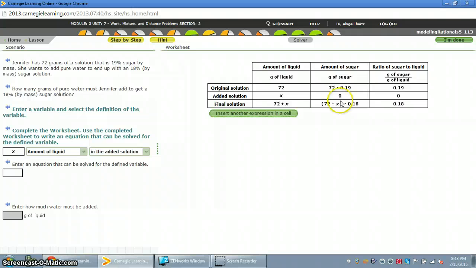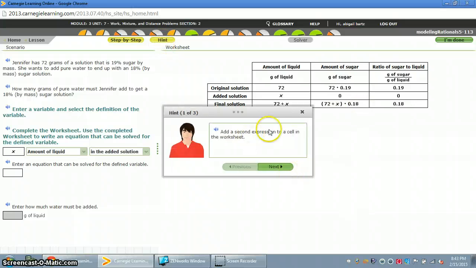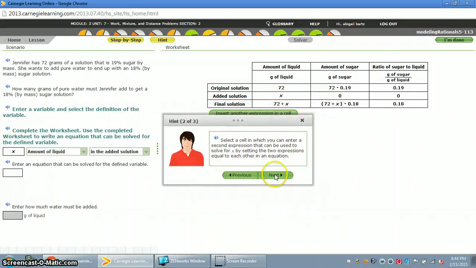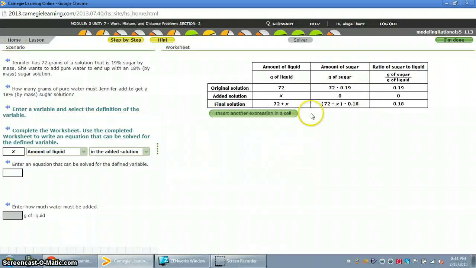And remember, it's kind of nice to think about your final solution, but if you're not sure, you could hit hint. It says add a second expression to the cell in the worksheet. Okay, thanks. Select a cell in which you can enter a second expression that can be used to solve for x. So we only have 3 cells that have an x in it. You could enter a second expression in the cell for the amount of sugar in the added solution, right where we had 0. Click insert another button. So you can keep going through and trying those different problems. When it said insert, they mentioned you could insert it here.